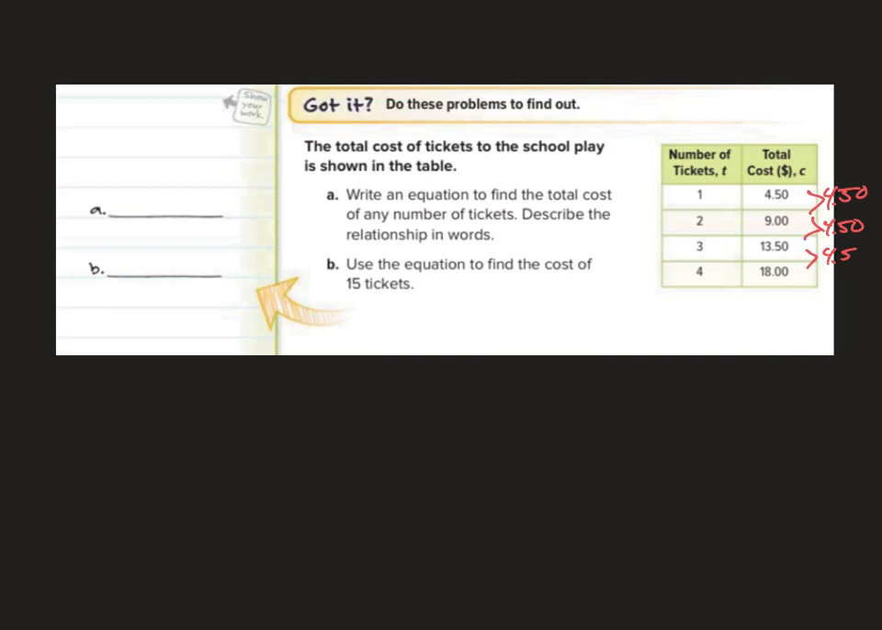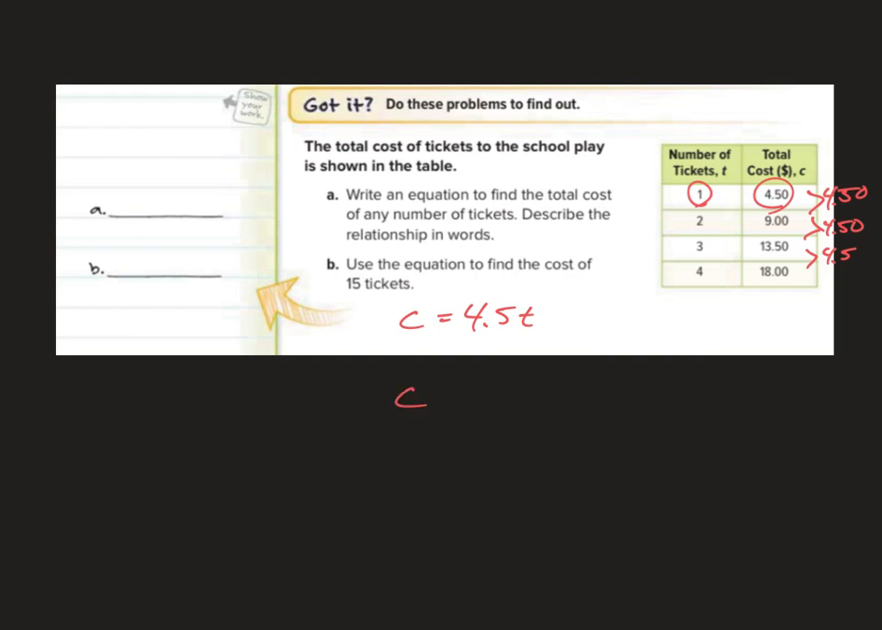So A says write an equation to find the total cost of any number of tickets and describe the relationship in words. So our equation would be C is equal to 4.5T. So basically the cost is equal to $4.50 per ticket. We could see that right here in the unit rate, where number of tickets is 1, total cost is 4.5 or $4.50.